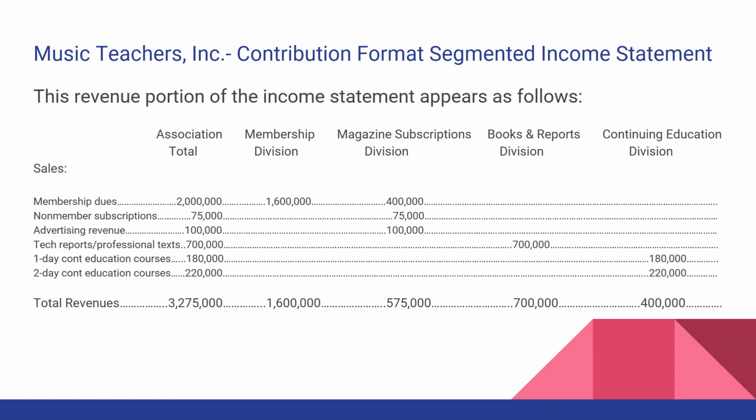Now we're going to take a look at non-member subscriptions. Those are pointed out in here as being $75,000. So that's going to go under the magazine subscriptions division as well. We got that information from our data earlier, which stated that the one-year subscriptions to the Teachers Forum Journal were sold to non-members at $30 per subscription, and there were a total of 2,500 of these subscriptions sold. So 2,500 times 30, that's how we get the 75,000 for non-member subscriptions.